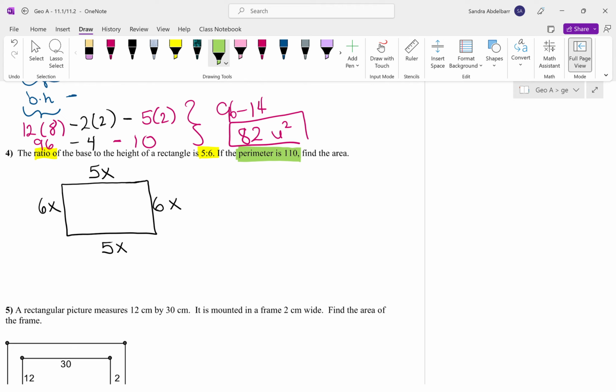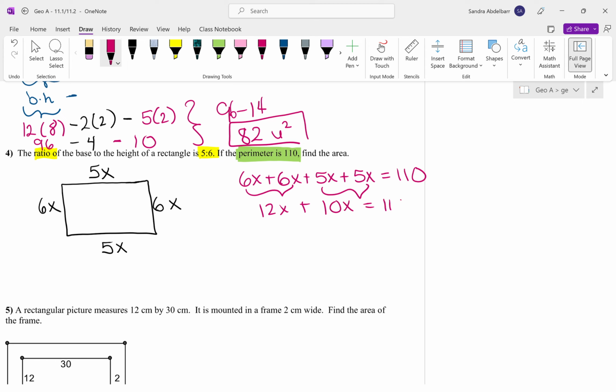Tanya? Good. Before we can find the area, don't I need to solve for x? We're going to use that perimeter to solve for x. So we are going to have 6x plus 6x plus 5x plus 5x equals 110. So we're 12x plus 10x equals 110. We are 22x equals 110. Oh, not 115. What do we get? X is equal to 5.